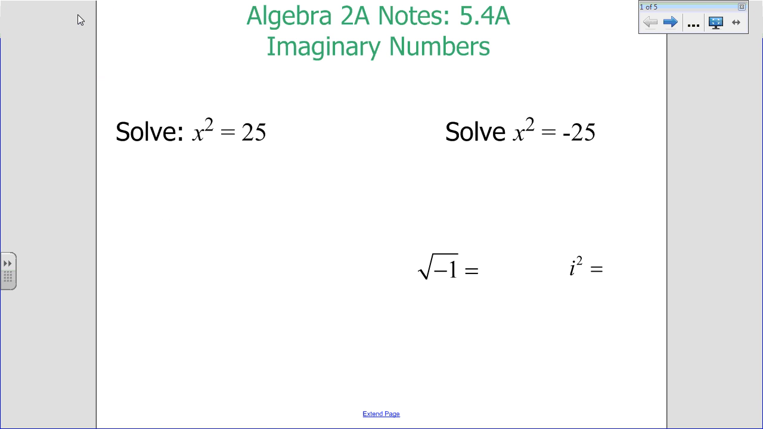Ladies and gentlemen, we're going to take a look at the beginning components of lesson 5.4A. This is our imaginary numbers, which is one of my most exciting parts of math, because this is where we actually just make math up.